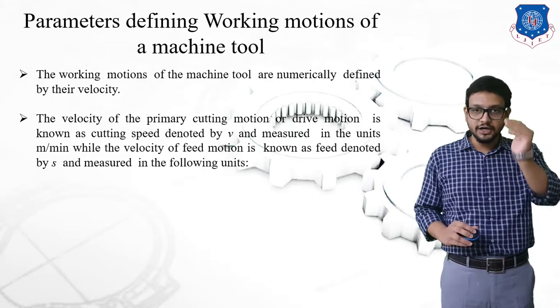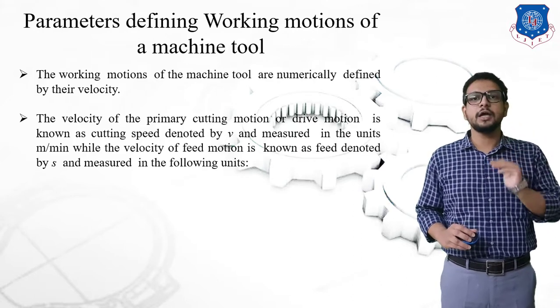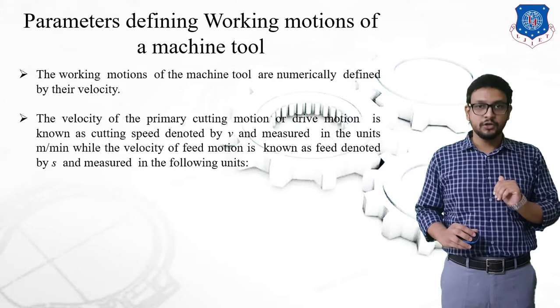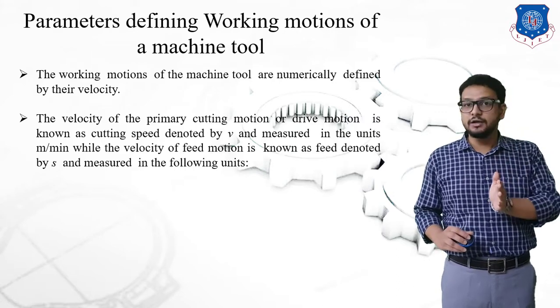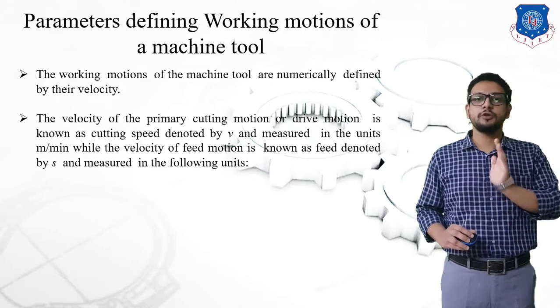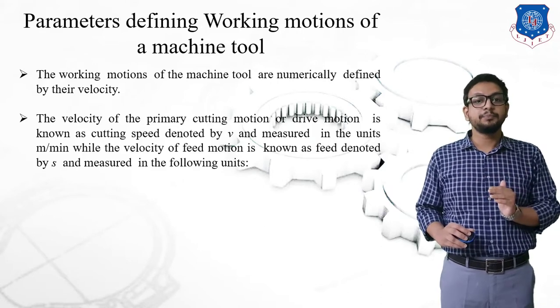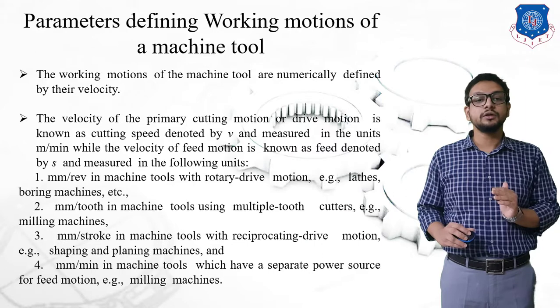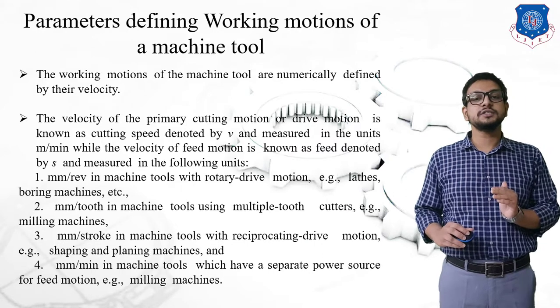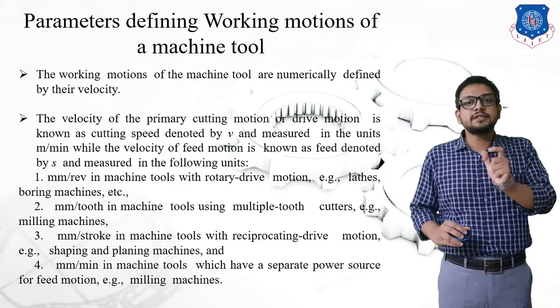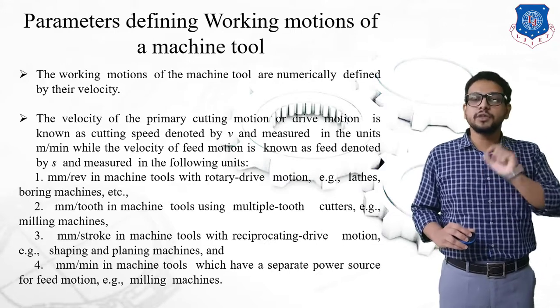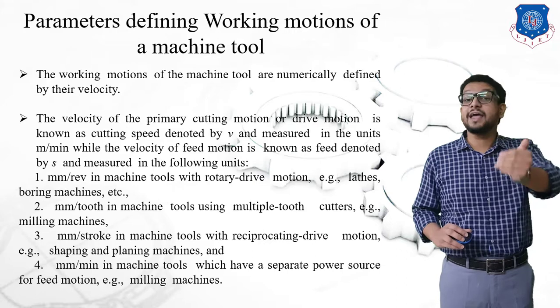Now there are different types of units depending on the type of machines which we are using. There are different units for a feed motion depending on the type of machine. Let's see that. As you can see, the first is mm per revolution. For example, 2 mm per revolution, 3 mm per revolution, 5 mm per revolution.